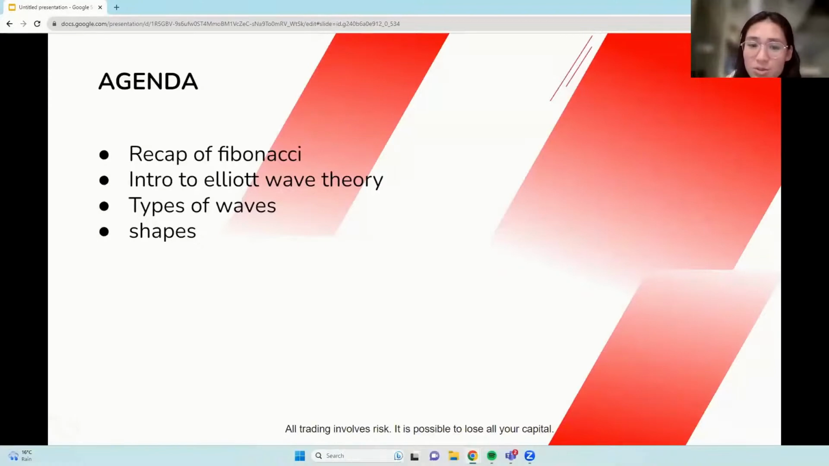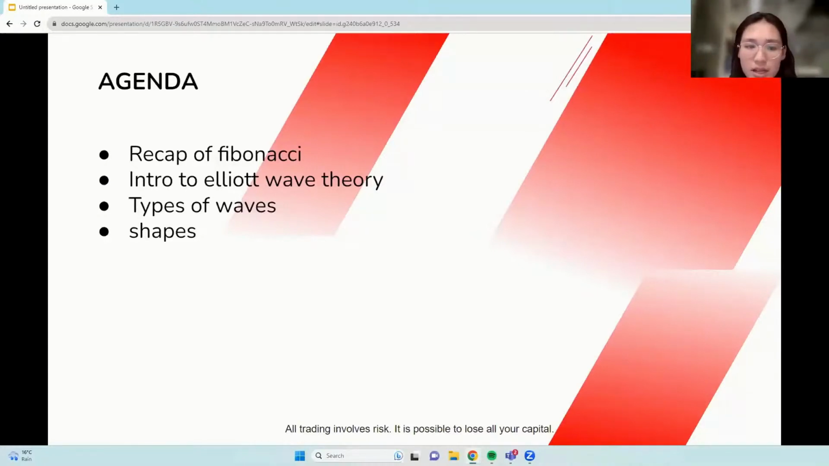So before we get into Elliott wave theory, I just wanted to do a quick recap on Fibonacci, because you can't really get into Elliott wave theory without fully grasping your Fibonacci concepts. Because it's been a while since we've done our Fibonacci series, I thought we would spend a couple of slides to talk a bit about our Fibonacci techniques. Then we'll get into Elliott wave theory, look at the different types of waves, and a few shapes. There are a lot of different shapes, about 50 plus if I'm not wrong, but I'm just going to be going through 3 or 4 in this session.